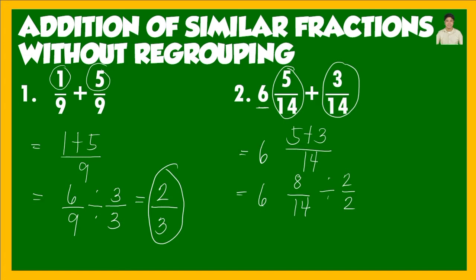So 8 divided by 2 will have 4. And then 14 divided by 2, that is 7. So our final answer will be 6 and 4 over 7. So hindi kasi natin ina-accept yung sagot na hindi po nakasimplify. So kapag simplified na sila, hindi na po natin kailangan pang isimplify.